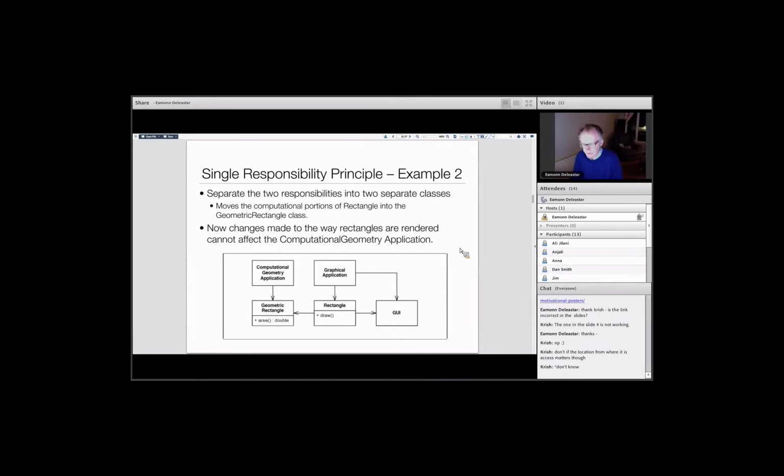LSP: looks like a duck, quacks like a duck, but needs batteries, you probably got the wrong abstraction. Okay, that's a very nerdy type of joke.